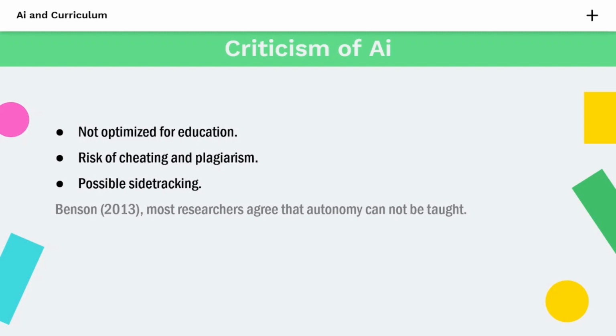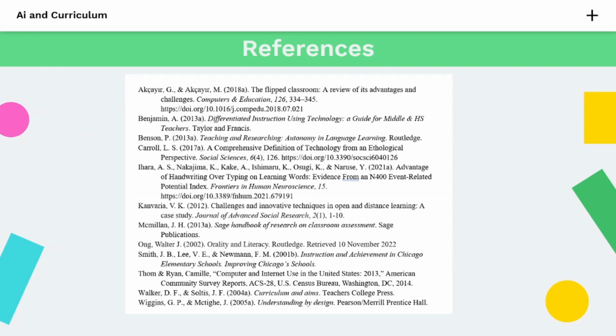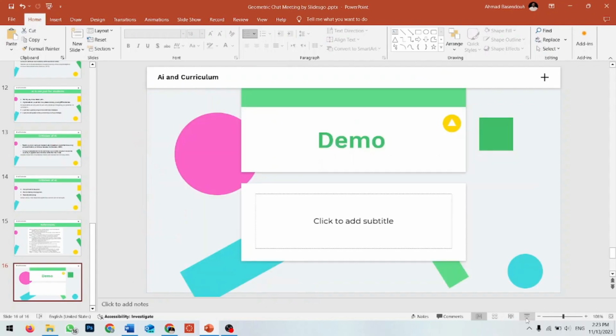We have a possible issue of over-reliance. I mean, autonomy is a skill that has to be acquired. So if we expose our students to AI, that might not benefit them the way we want, but we won't know for sure until we have more studies into this topic. These are the references, and now we have our demo.